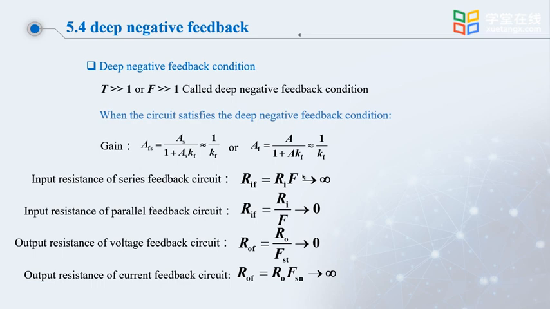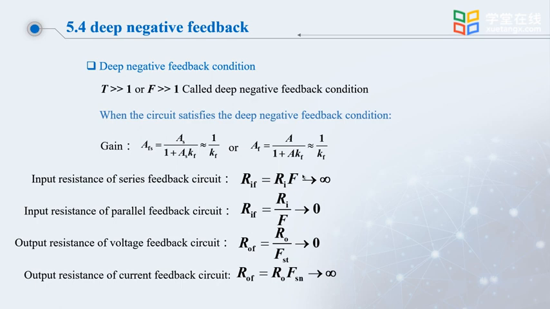What is much greater than 1? Normally, two orders of magnitude larger than 1. For example, 120,000 is much greater than 1. When this condition is met, we say the negative feedback amplifier satisfies the deep negative feedback condition, a basic amplifier that meets the deep negative feedback condition. There are some changes in the input and output resistances.